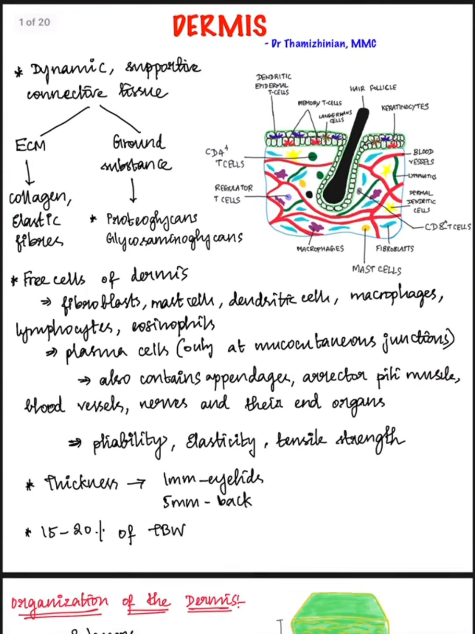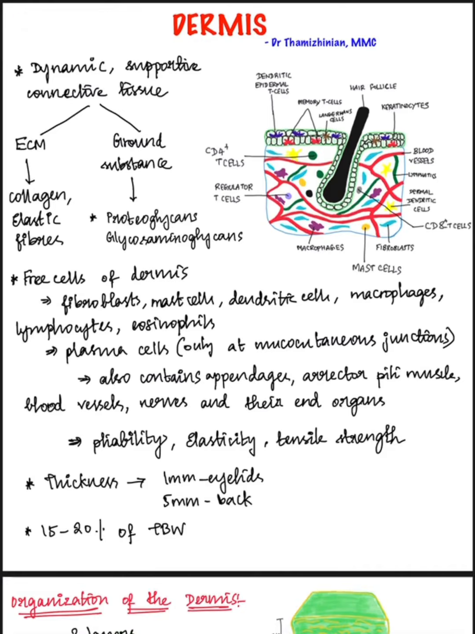So in this video we are going to see about dermis. So this dermis is a dynamic supportive connective tissue that is mainly composed of the extracellular matrix and the ground substance. The extracellular matrix mainly contains the collagen and elastic fibers. The ground substance comprises the proteoglycans and glycosaminoglycans.